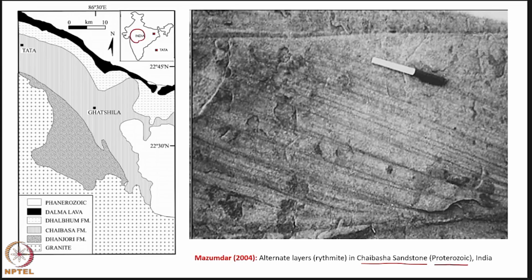This is the India map, and the Tata city is plotted over here. Now, the different rock types have been shown in the map. This is the Chaibasa formation, and here we find alternate layers, that means rhythmites, and this is how it appears.